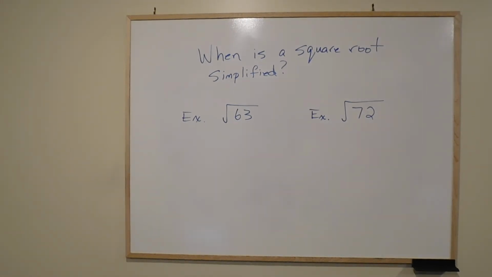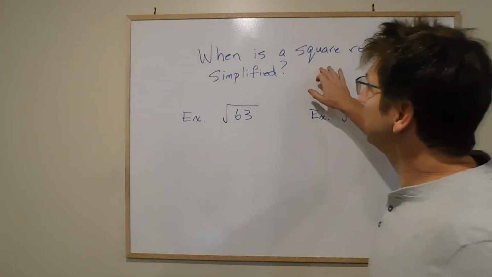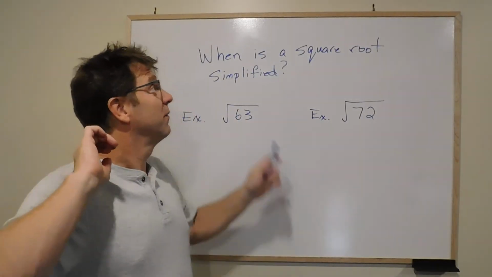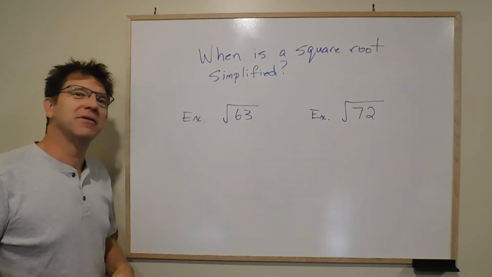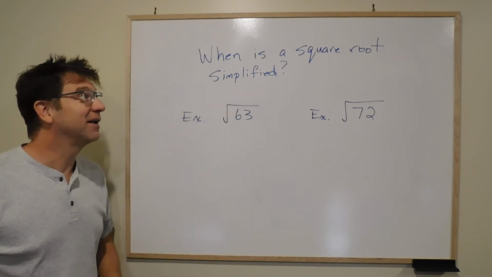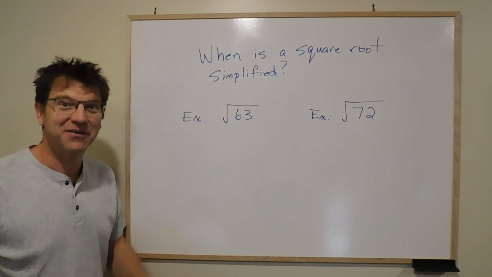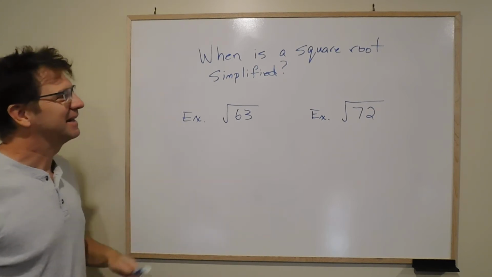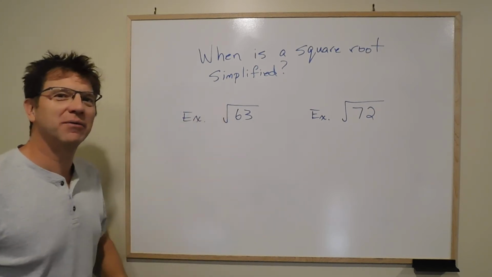So we get to this side, and the question says, when is the square root simplified? And you're probably saying to yourself, finally, a very life-important question, when is the square root simplified? And we're going to show you right now when a square root is simplified. Okay? It is not simplified when you go to decimal.